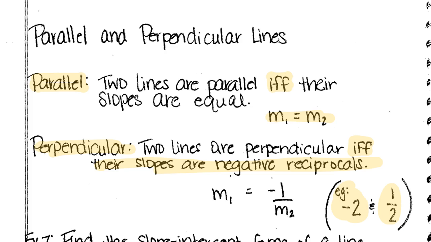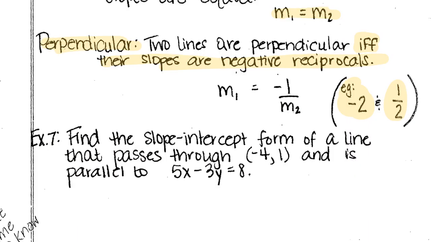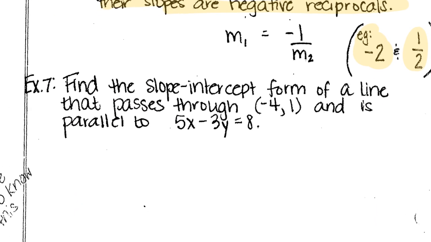So what would be the parallel slope to 3/5? 3/5. You're so smart. What would be the parallel slope to 4? What would be the perpendicular slope to 5? -1/5. Good job.